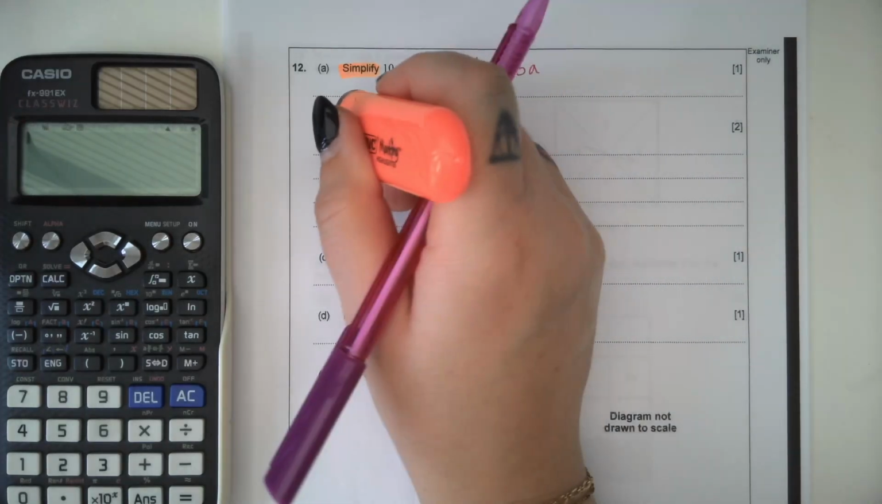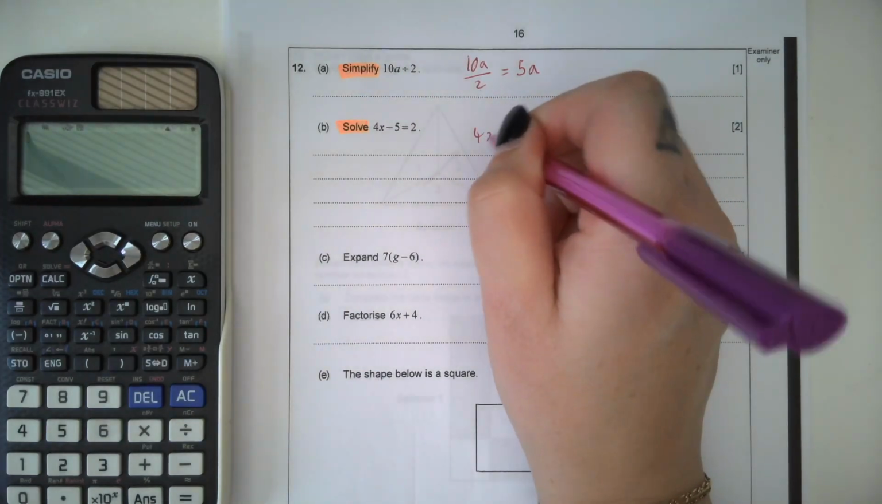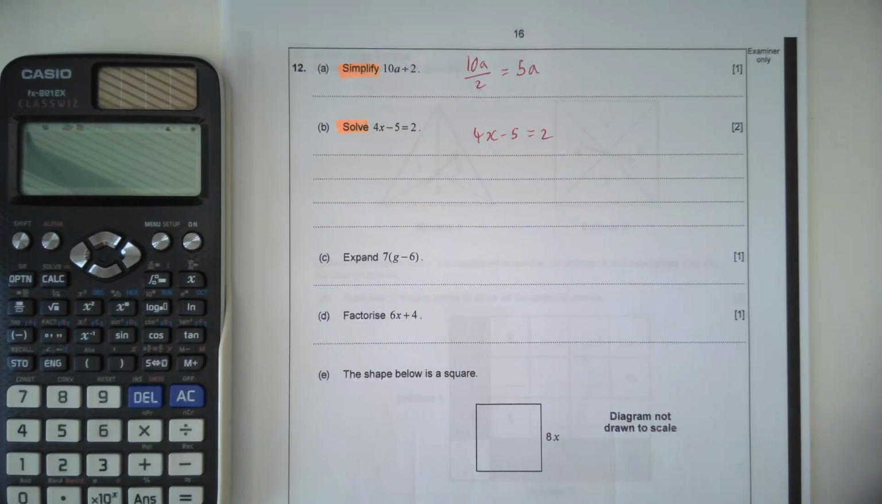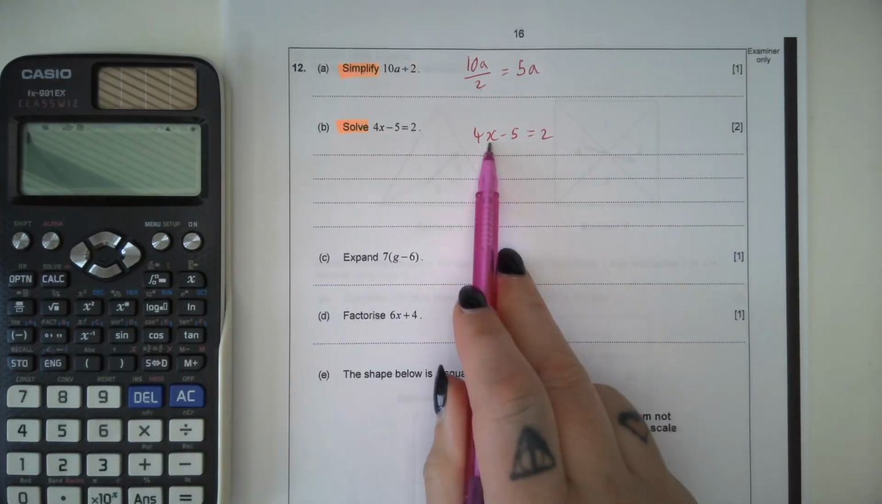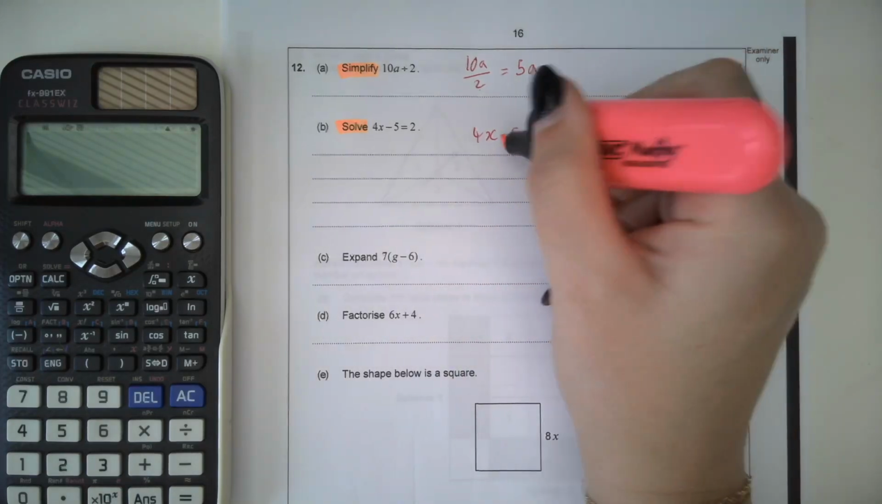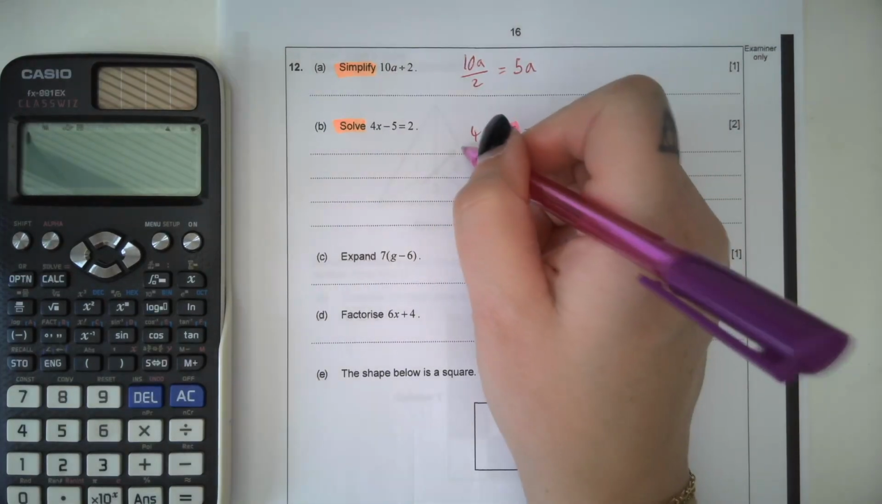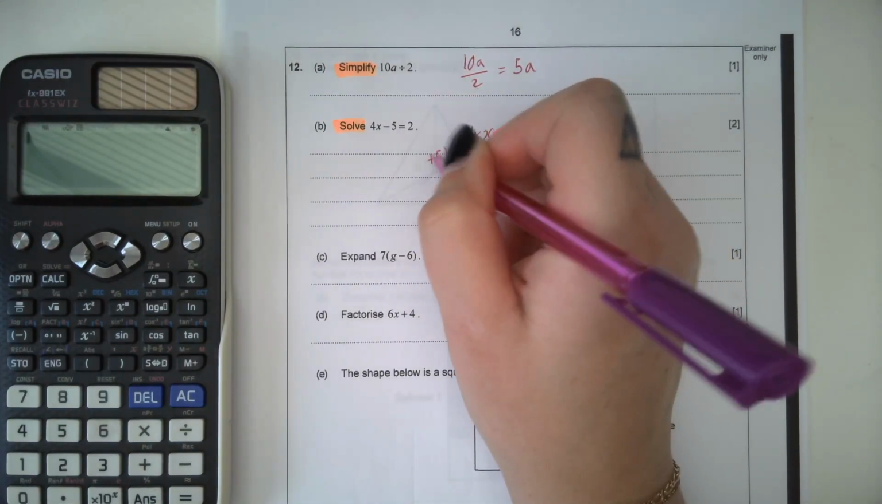Part B. Solve 4x subtract 5 equals 2. We know I like to write this out, so I've got a little bit more space. So I'm aiming to solve for the variable, which is x. So I'm aiming to isolate x. So the first thing I'm going to do is eliminate this minus 5 here. So to eliminate that minus 5, I need to do the inverse, which is add 5.